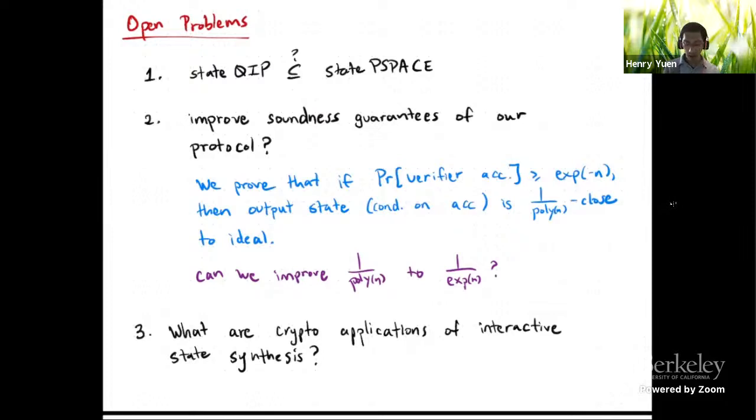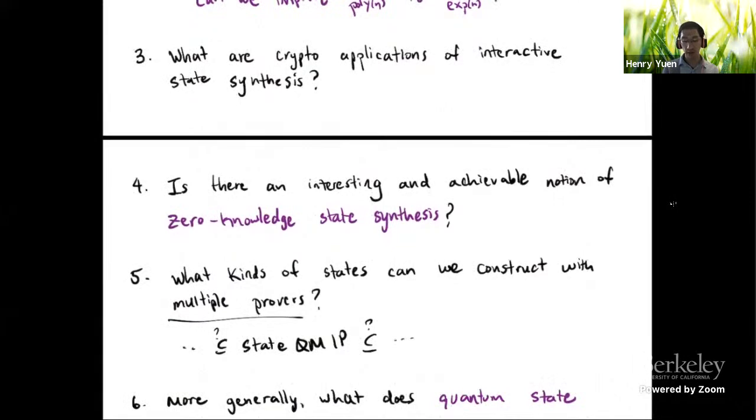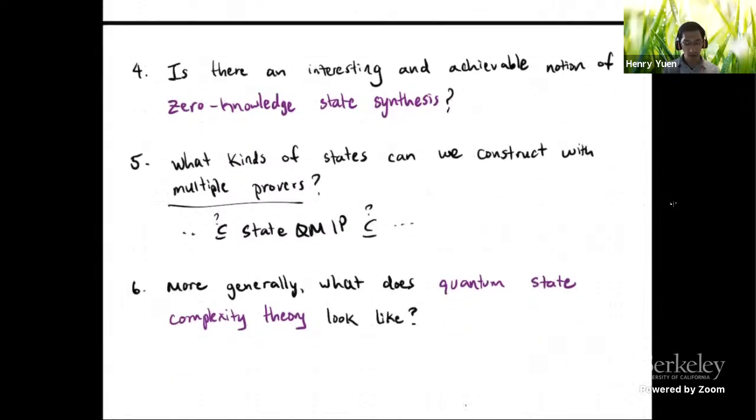Are there cryptographic applications of interactive state synthesis? It'd be really cool if there was an interesting notion of zero knowledge state synthesis. What would that mean, and can we achieve that? What kinds of states can we construct with multiple provers? Presumably we can construct more complicated types of states. And then, finally, more generally, what does quantum state complexity theory look like? Okay, so I'll stop here.